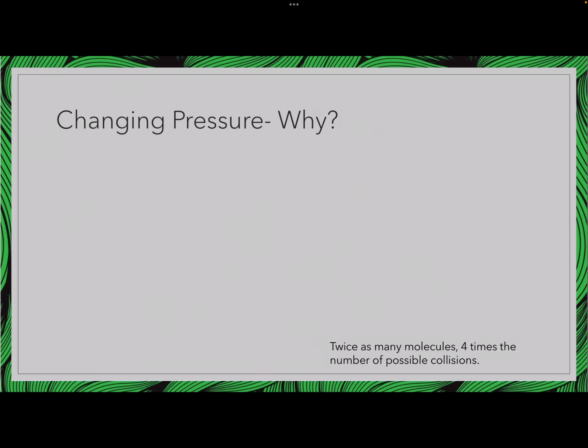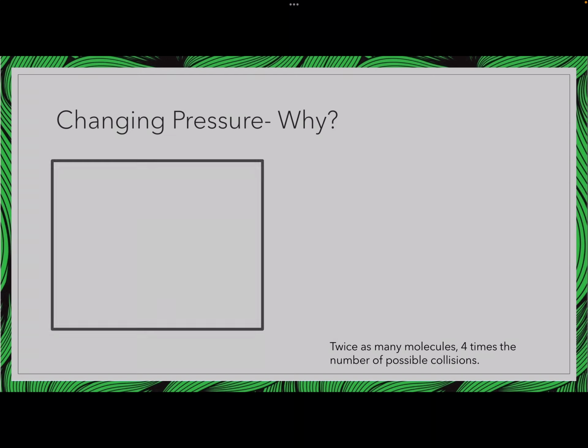Now, why is it that increasing the number of moles increases the collisions? Well, let's assume that we have a box. So this is just a simple area with 2 molecules, 2 reagents. For those to react, they've got to collide. Okay, so there's just one possible collision there.